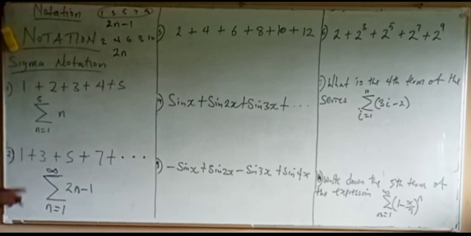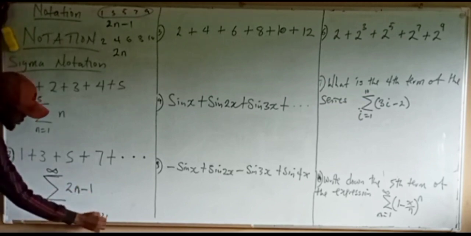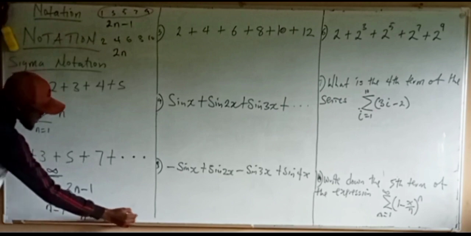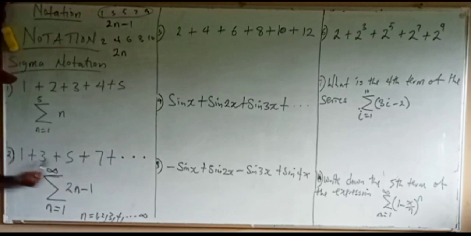Then n equal to 2. Look at this: this n now is 1, 2, 3, 4, till infinity. So n equal to 1, we have this first number, called the first term. n equal to 2, we have this second term. n equal to 3, we have this third term. n equal to 4, we have this fourth term.